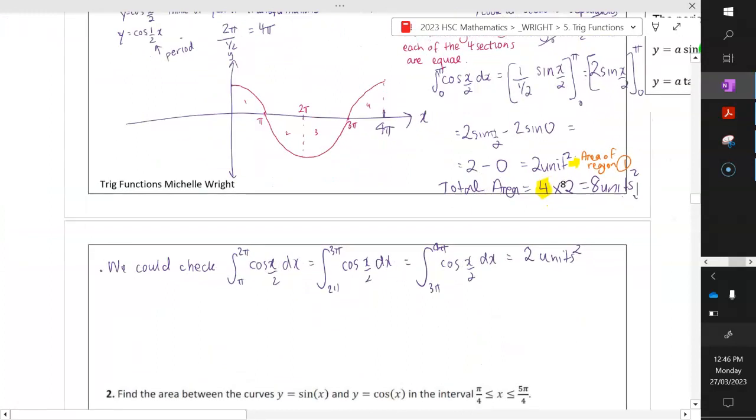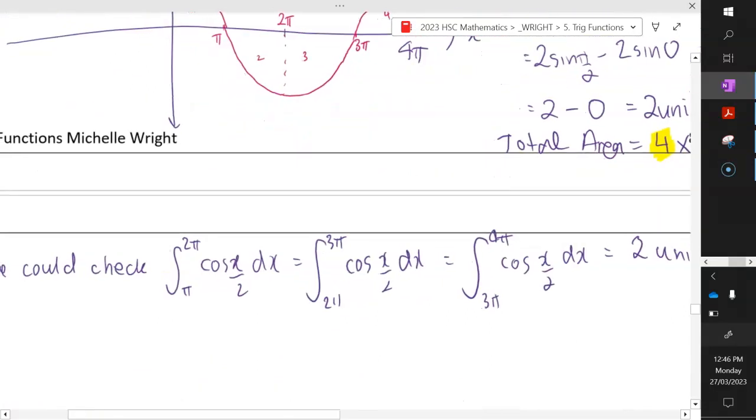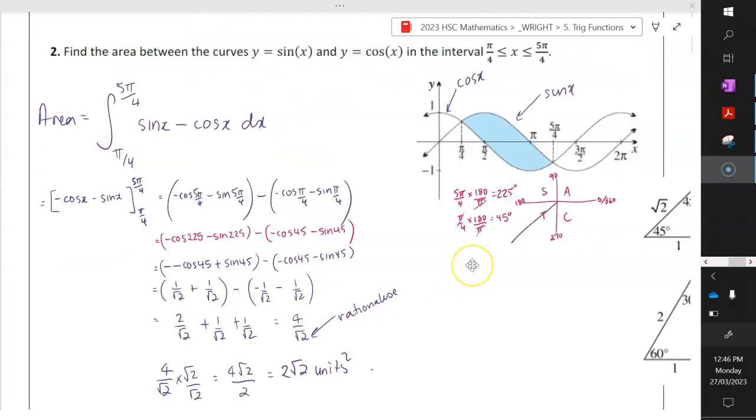Similarly, if you did not see that, we could have integrated our 4 regions, and we could check that. If we were to integrate region 2, that would be between pi and 2 pi. Region 3 would be between 2 pi and 3 pi, and region 4 would be between 3 pi and 4 pi. Each of those would be 2 units, which would give us 8 units. But that would take a long while, so we're always looking at shortcuts and looking at symmetry, and we can see that that's symmetrical. Okay, next curve.